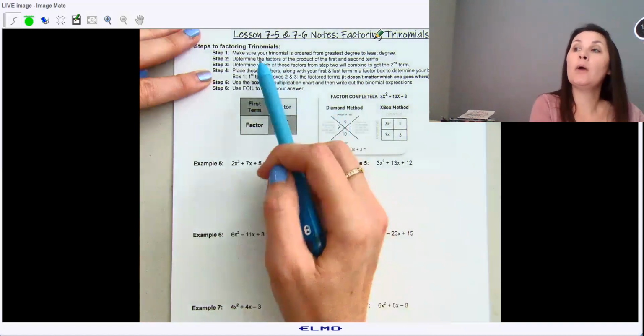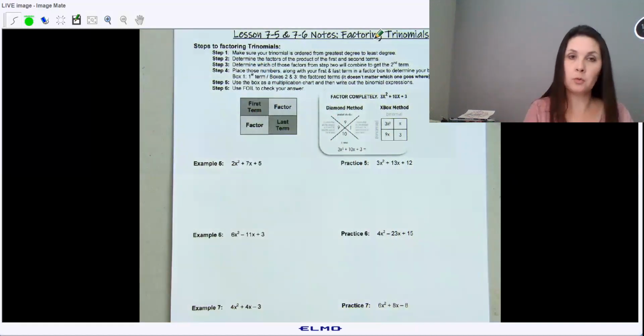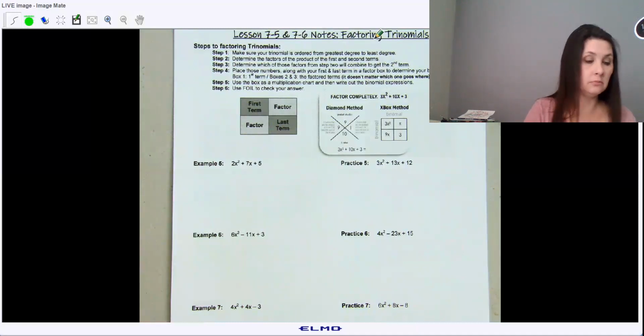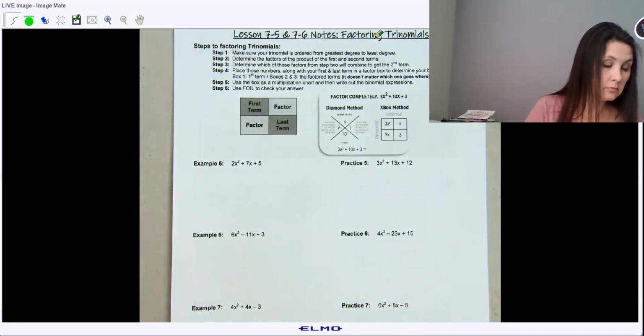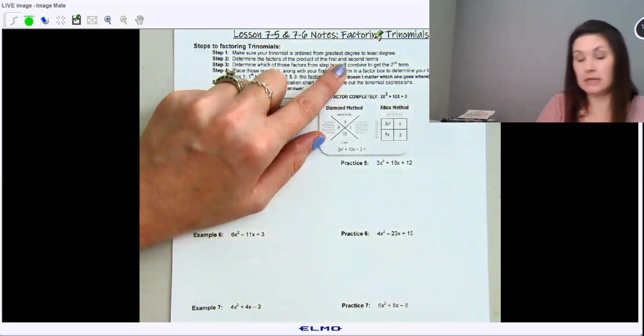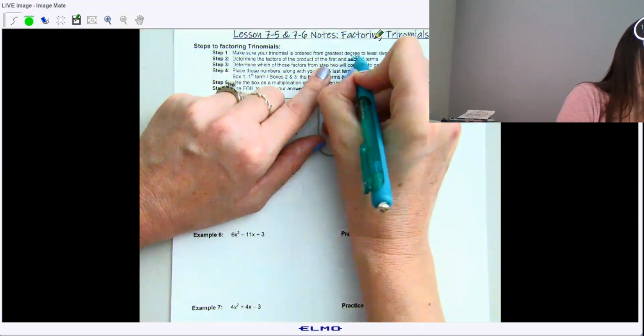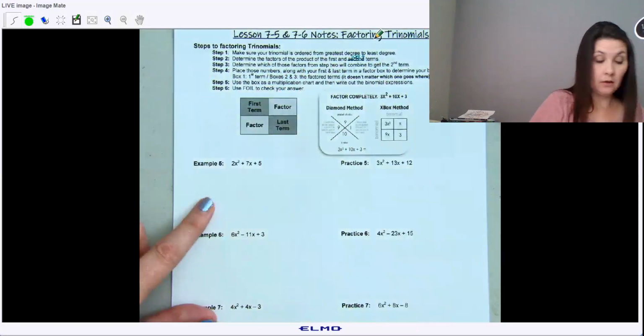For right now, we're going to go through steps 1 and 2 like we did on the first page. So make sure your trinomial is ordered from greatest degree to least degree, and like I said, I've already ordered them. Determine the factors of the product of the first and the second term. Oh, I'll change this before I send it to you, but this should say the first and last. Okay, so we're going to do the same thing that we did before.